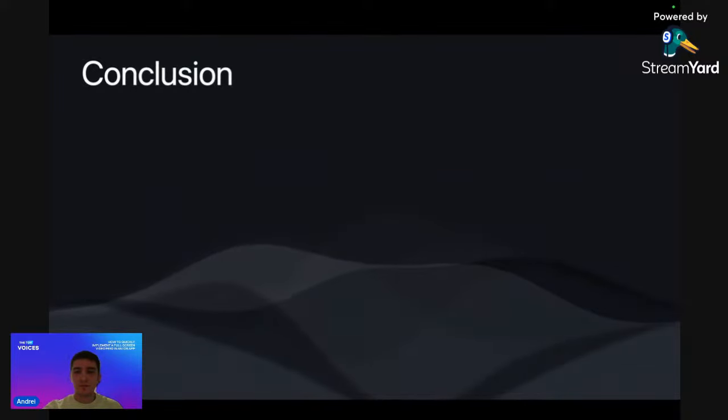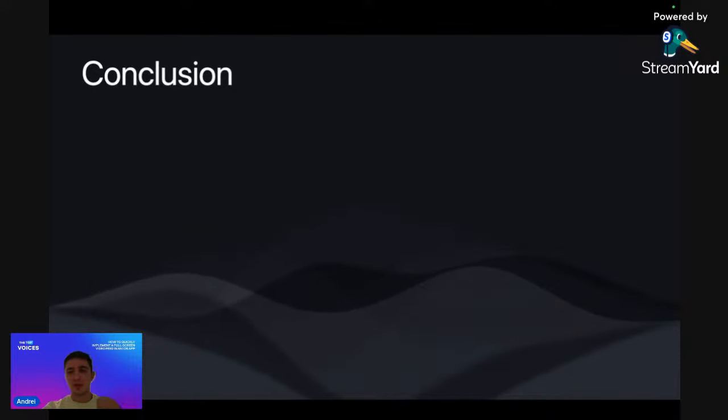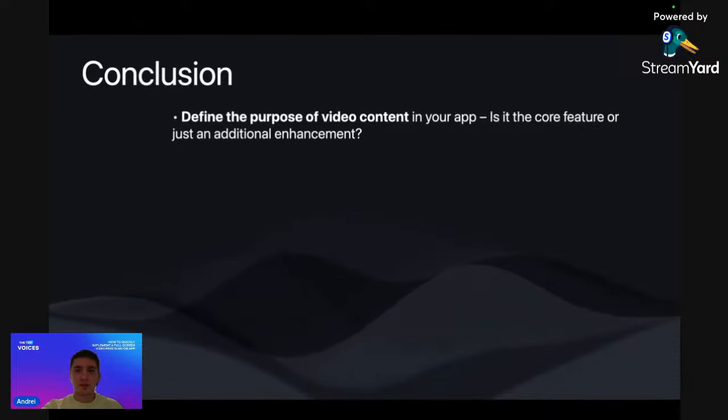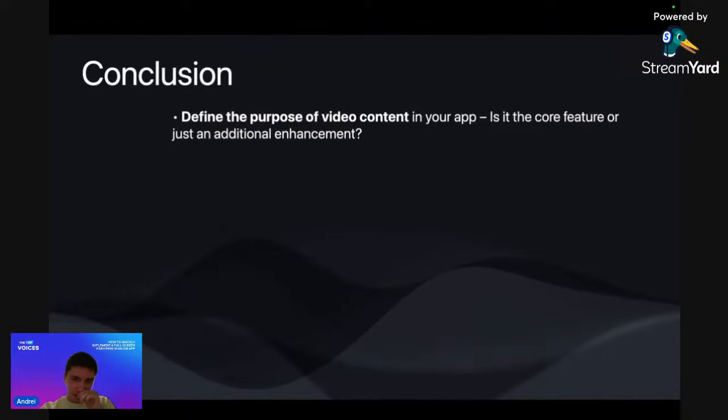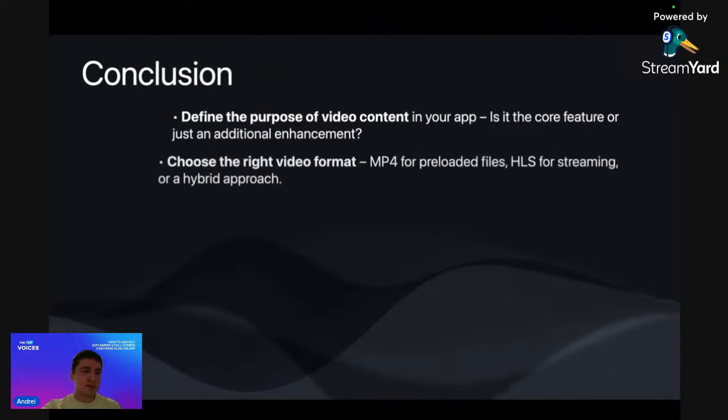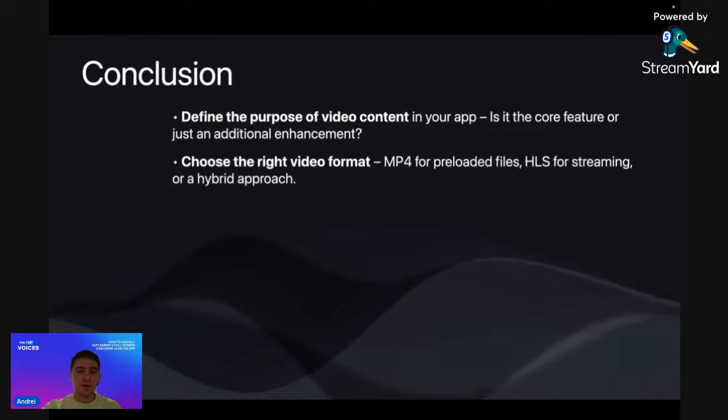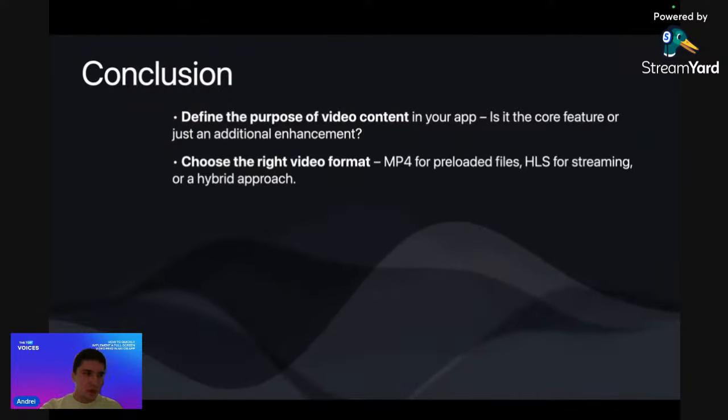Let's summarize the key takeaways before you start developing a video-related feature in your apps. First, define the purpose of video content in your app. Is it a core feature, or do you just want to use video content as additional functionality? After that, think about choosing your video format. You can use MP4 files for preloading, or maybe you have to use HLS streaming in your application. But if you want, you can try to use a hybrid approach.